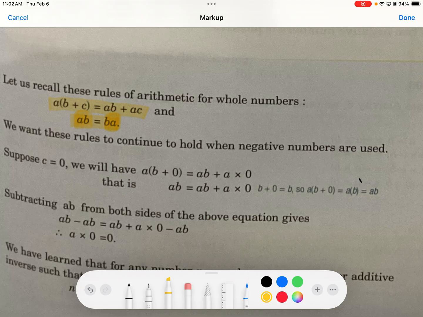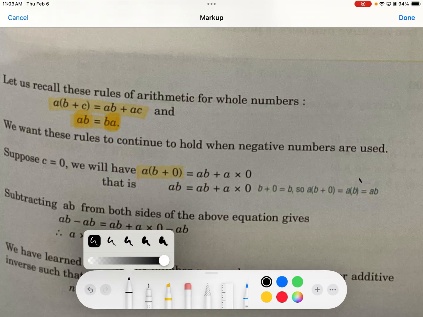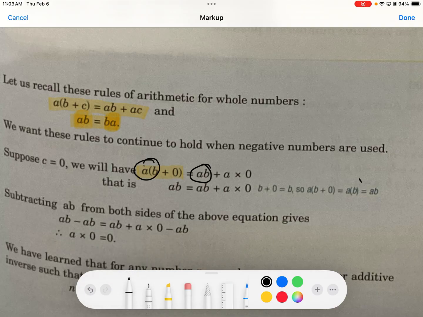So suppose C equals 0. We will have A times B plus 0. So that would be A times B, right? Because we do these two together. Then we do plus A times 0. So then we end up with AB equals AB plus A times 0.